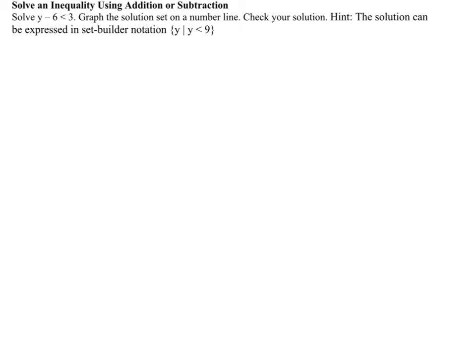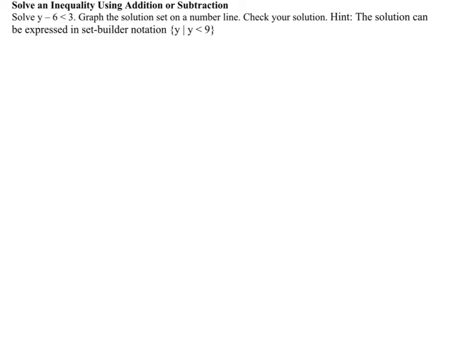We have the addition property of inequality and the subtraction property of inequality. We use these properties to solve inequalities. The solution sets of inequalities in one variable can be graphed on a number line. Solve an inequality using addition or subtraction.